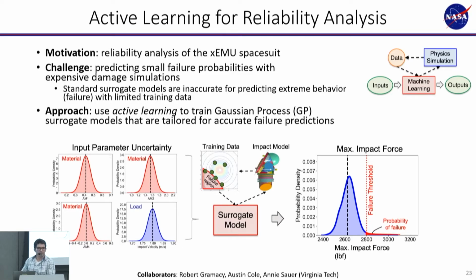The approach that we're using, we're actually working with Virginia Tech right now, Bobby Gramacy and a couple of his students, to develop new active learning approaches that develop Gaussian process surrogate models that are tailored to make accurate failure predictions.